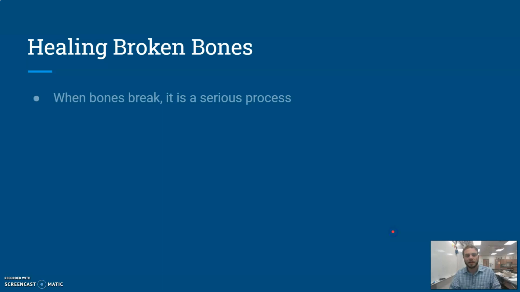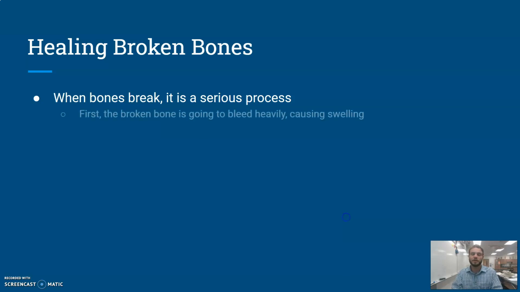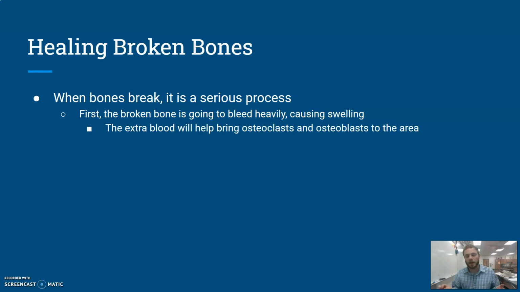When we talk about healing broken bones, and we'll go over broken bones actually in our next lecture, there's quite a serious process that your body goes through. It's a pretty traumatic experience that your body needs to overcome to rebuild that bone. So obviously when you have a broken bone, you have a number of blood vessels that are supplying nourishment to that bone. It's going to bleed very heavily. And so you're going to end up with a lot of swelling. And what you're going to get is a hematoma, basically just a whole bunch of blood around wherever that fracture was. That extra blood is going to help promote healing.